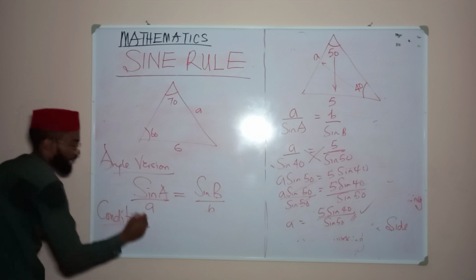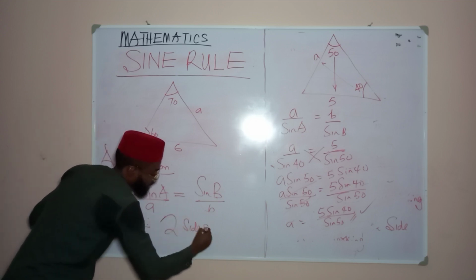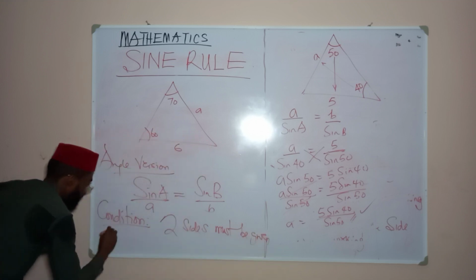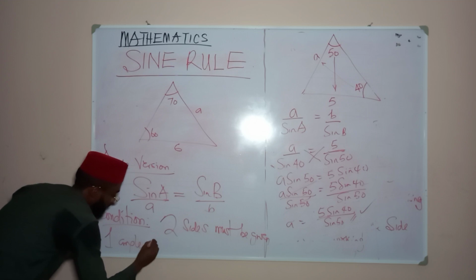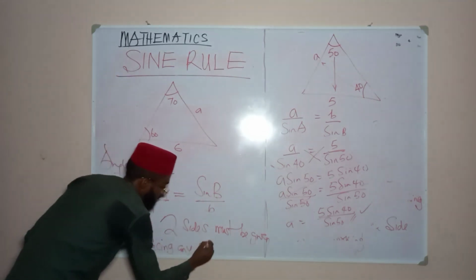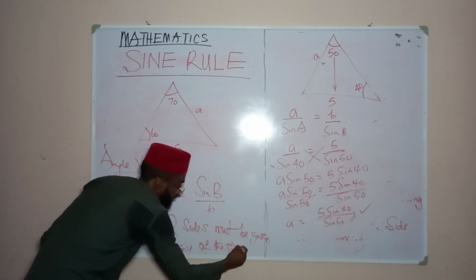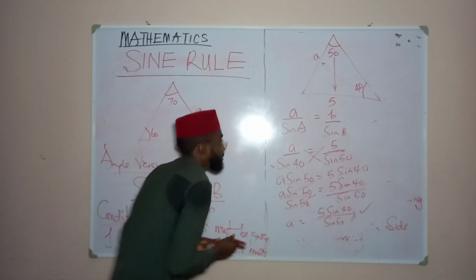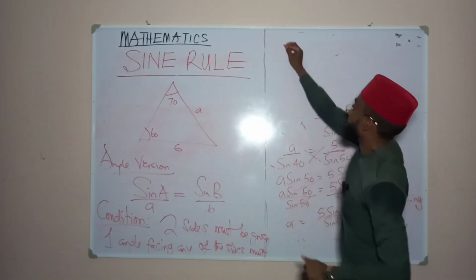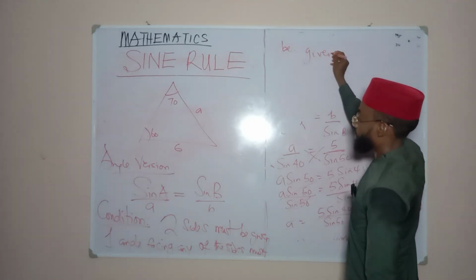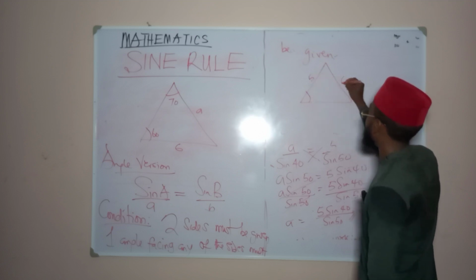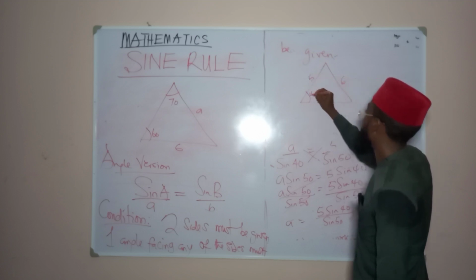So the condition for the angle version says two sides must be given, and one angle facing any of the sides must also be given. Let's take an example immediately. We're going to have that two sides. We have 5 here, we have 6, and we're going to have 40 here.